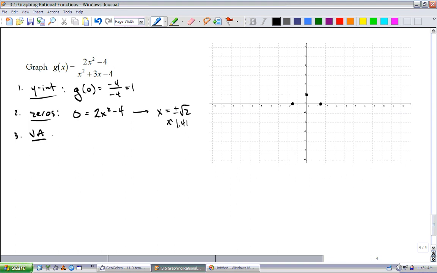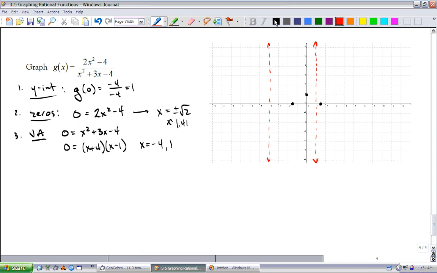Third, I find my vertical asymptotes. In this case, I take x squared plus 3x minus 4, and if I factor that, x plus 4, x minus 1, and I get x equals negative 4 or 1. So there are my vertical asymptotes. So negative 4 is here. Oops, wow, that was really poor. Let's try that again. Negative 4 and positive 1. Okay.